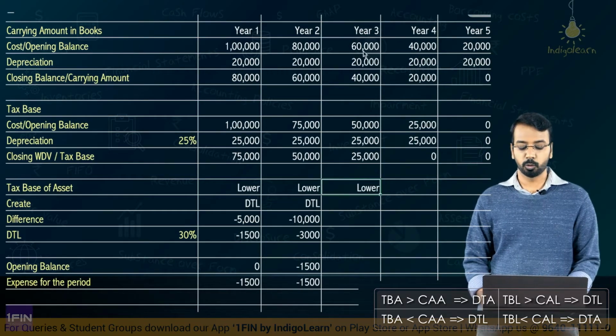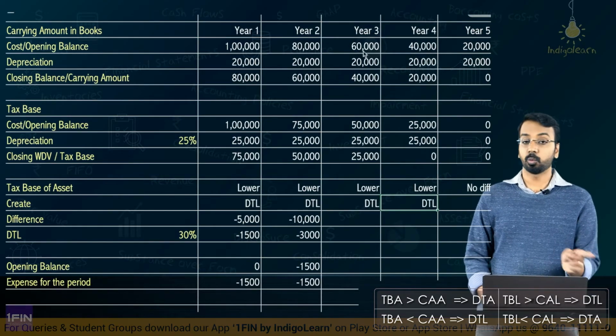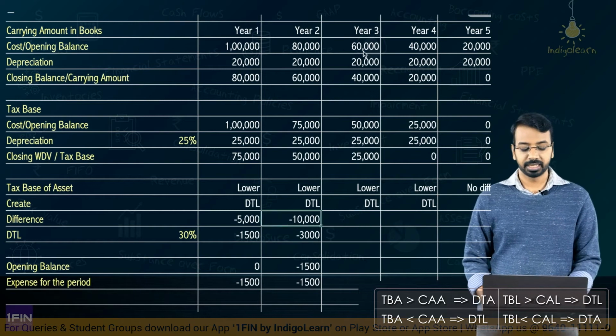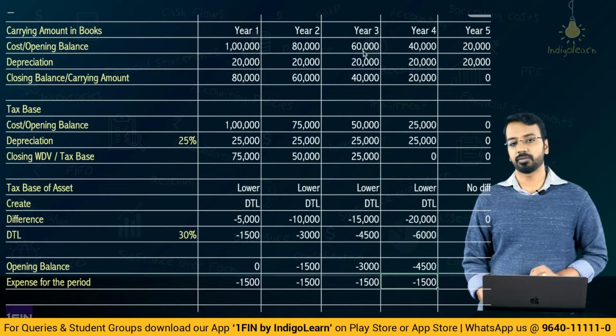Here also it is lower, lower. Here it is no difference. Right. Then DTL, DTL. What will be the fifth year impact? We'll come to it. Difference 15, 20. Here difference is 0. 4,500, 6,000. Opening balance, you plot it there. The difference will be accounted for as an expense.